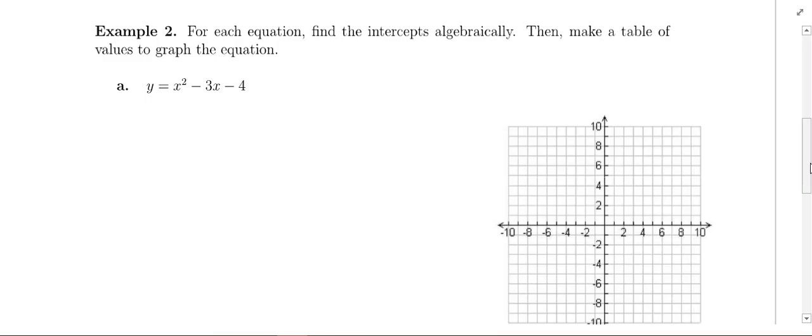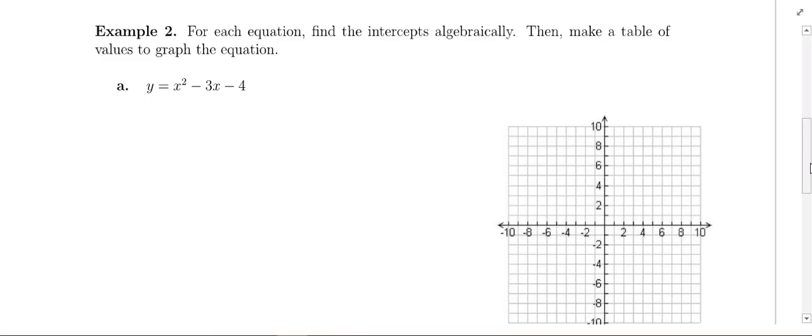The main goal here is to find the x and y intercepts of each equation algebraically, and then once we do that, we are going to make a table of values in order to graph the equation by hand. Now that might seem odd, because we are concentrating on intercepts here. So why are we going an extra step and then graphing the equation out? And here's the answer.